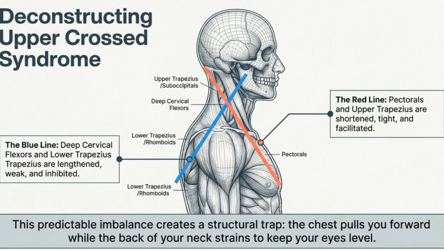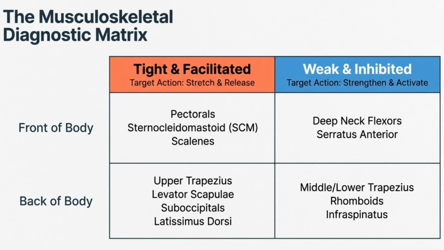Tech neck is rooted in upper cross syndrome, a structural imbalance where certain muscle groups become tight and others become weak. This traps the chest forward while the back of the neck strains to keep your eyes level. The musculoskeletal diagnostic matrix categorizes muscles as tight and facilitated, or weak and inhibited. Our target actions will be to stretch the tight muscles and strengthen the weak ones.